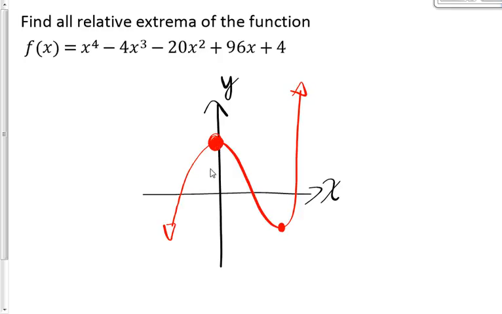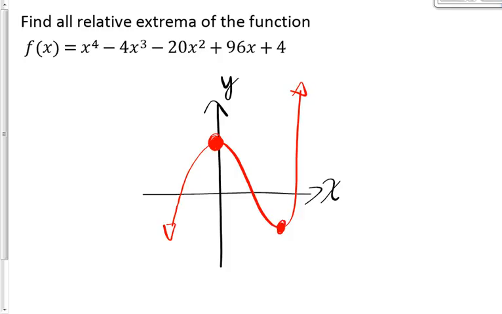So it's kind of like that old saying that in the land of the blind, the one-eyed man is king. So this is not the highest y value of all, but it is the highest y value of all around it. So it's called a local maximum, a local or relative maximum, okay? Not an absolute maximum, but a relative maximum.